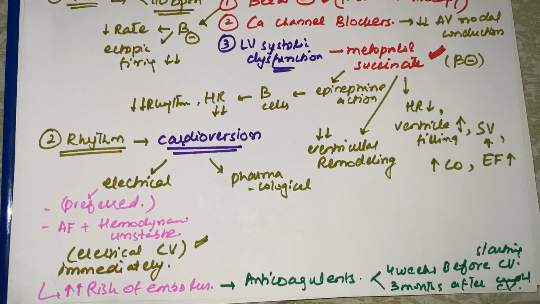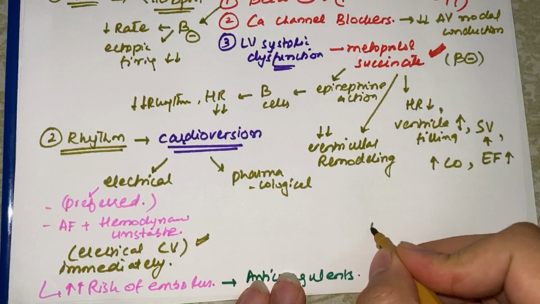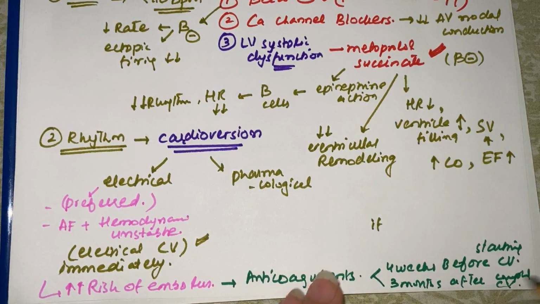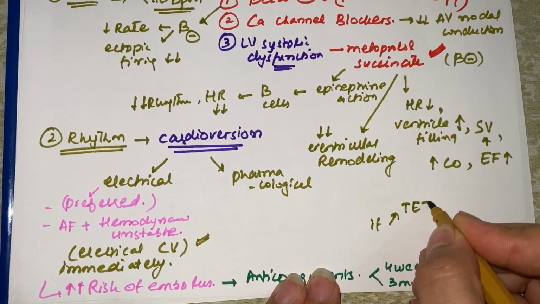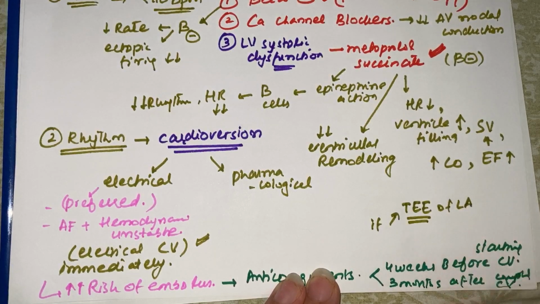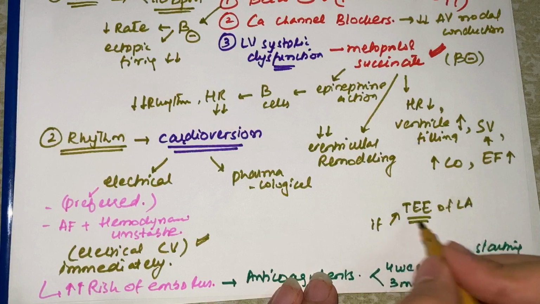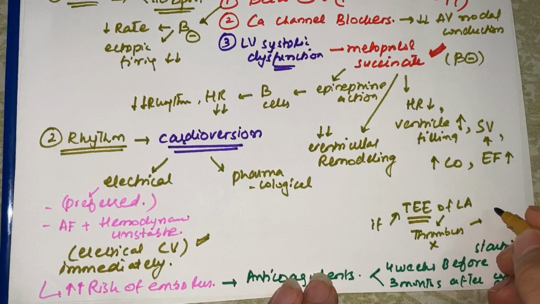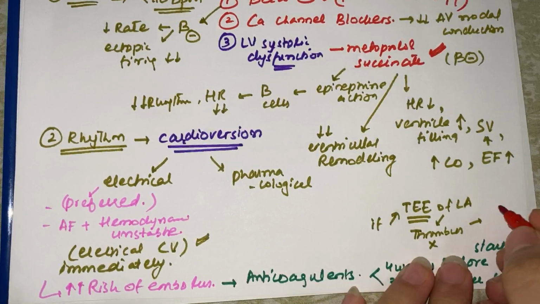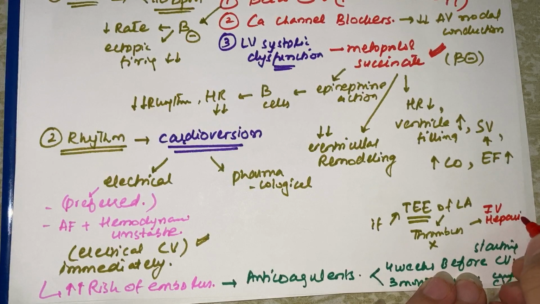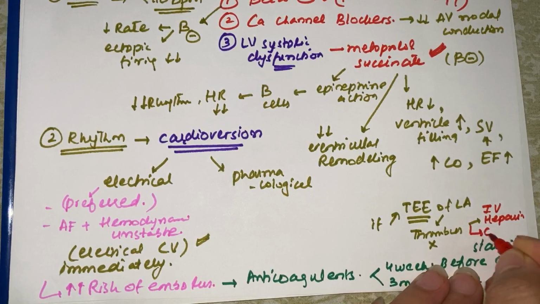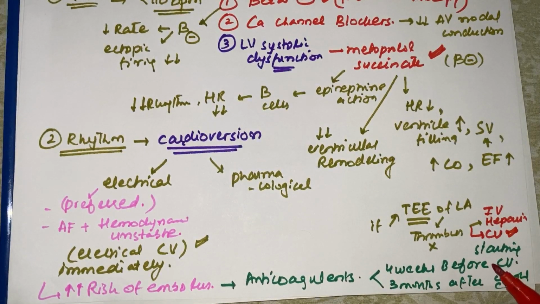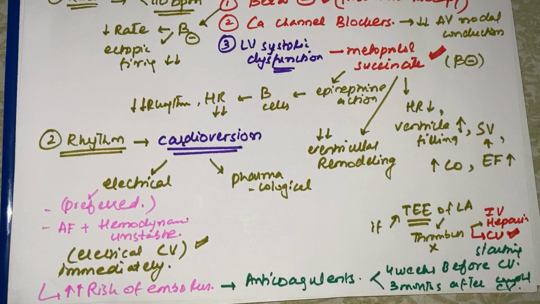Now there is an exception: if we don't want to wait this long to give anticoagulants, we perform a transesophageal echocardiogram (TEE) of the left atrium and see if thrombus is present or not. If thrombus is not present, then we can give only IV heparin to the patient and cardioversion can be performed within the first 24 hours. After complete cardioversion, we go for 3 to 4 weeks of anticoagulation therapy to avoid any thrombus or embolus formation.